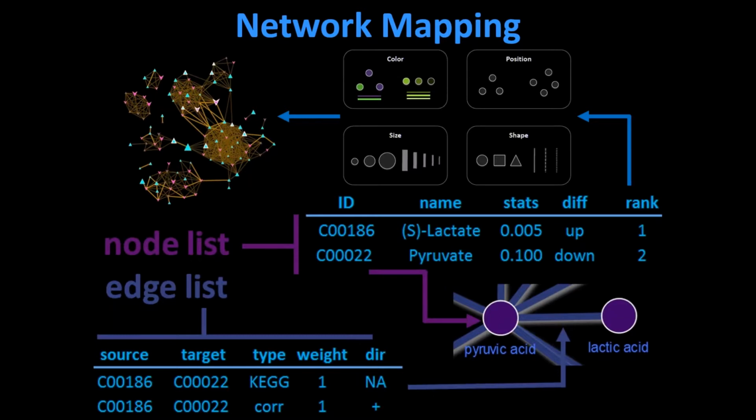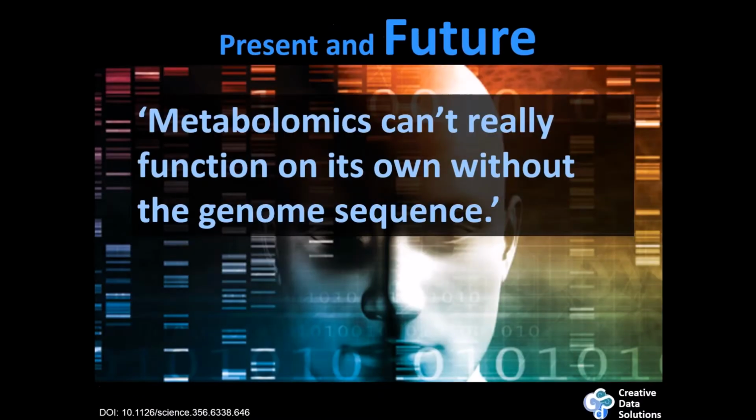So we can take a biochemical network and add it to a correlation network or add it to a structural similarity. And so we can make all sorts of very unique combinations of networks very easily. And so that's a little bit about the present, what I think of metabolomics. And so now a little bit about the future.